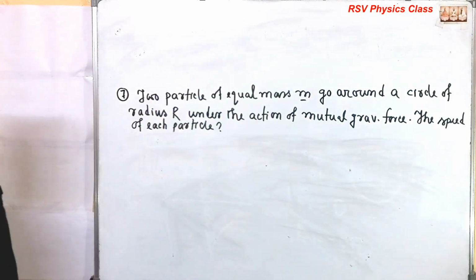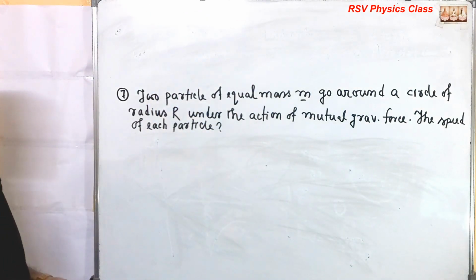Two particles of equal mass m go around a circle of radius r under the action of mutual gravitational force. The speed of each particle is how much?